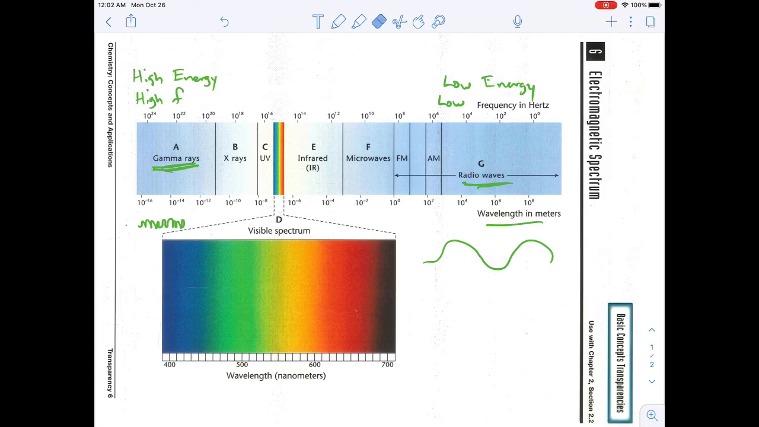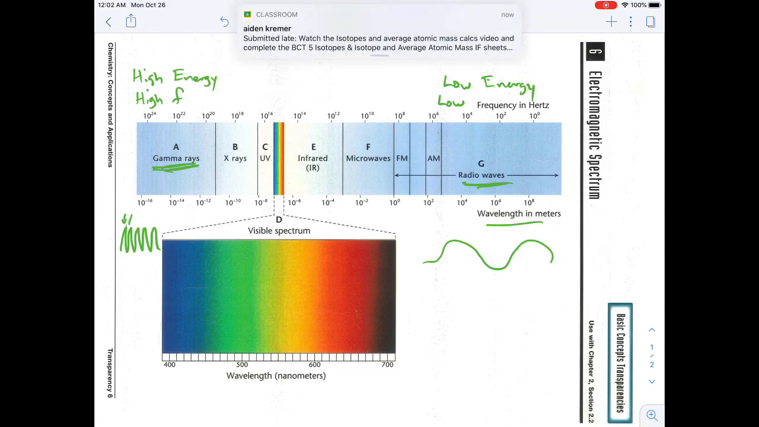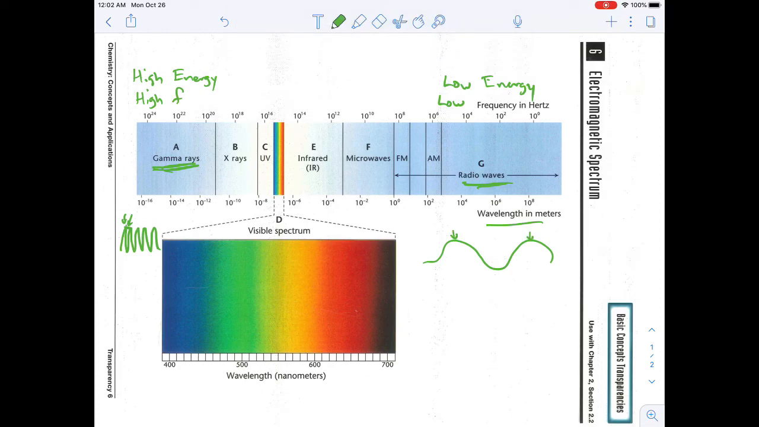As a matter of fact, I'm going to redraw that again. I'm having a hard time drawing the other way, but the wavelengths, the distance between one peak of a wave and the next peak of a wave, is a really small distance, versus these low energy waves, which have really long wavelengths. So that's a really long wavelength there between here and here.